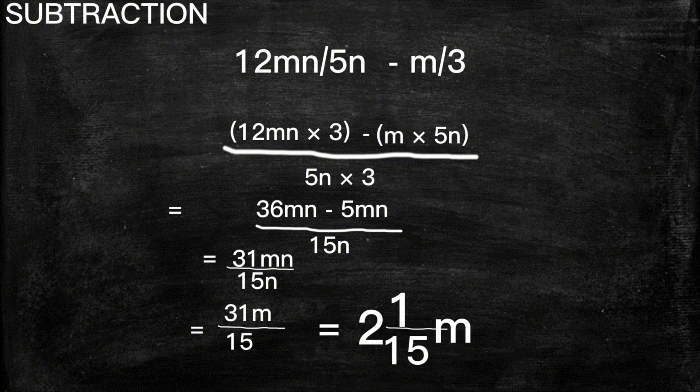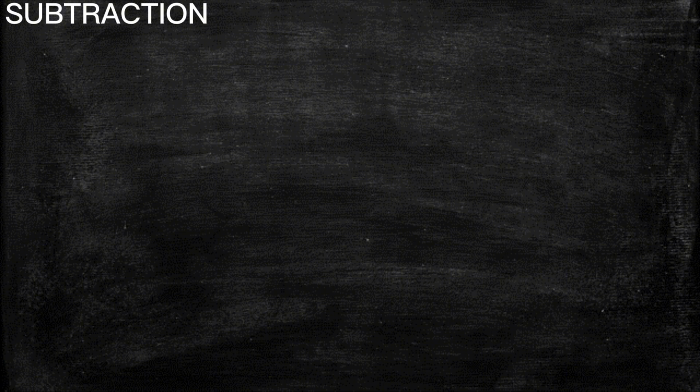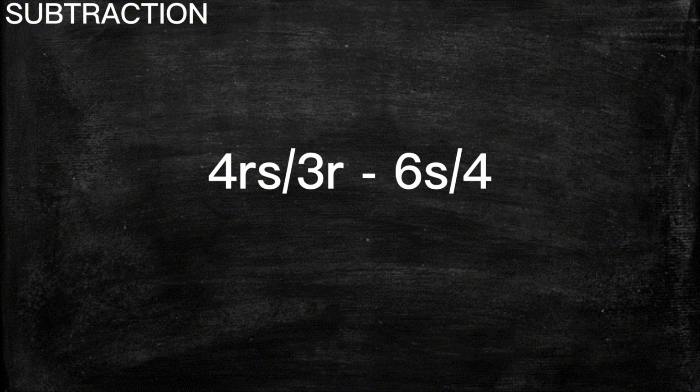So now it's your turn to try to solve a fraction problem that deals with subtraction. So you solve this: 4rs all over 3r minus 6s all over 4. Now pause the video and try to solve this on your own, and later on play the video to validate if the answer is correct or wrong.